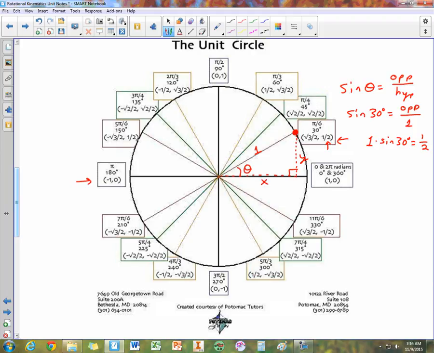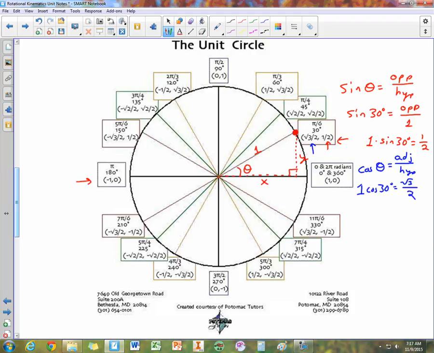The x part, well, that would be cosine. We could see that cosine of an angle equals the adjacent over the hypotenuse. Again, the hypotenuse is 1, so we would have 1 times cosine of 30 degrees. I keep trying to put in theta here. 1 times cosine of 30 degrees. Well, that would equal radical 3 divided by 2.